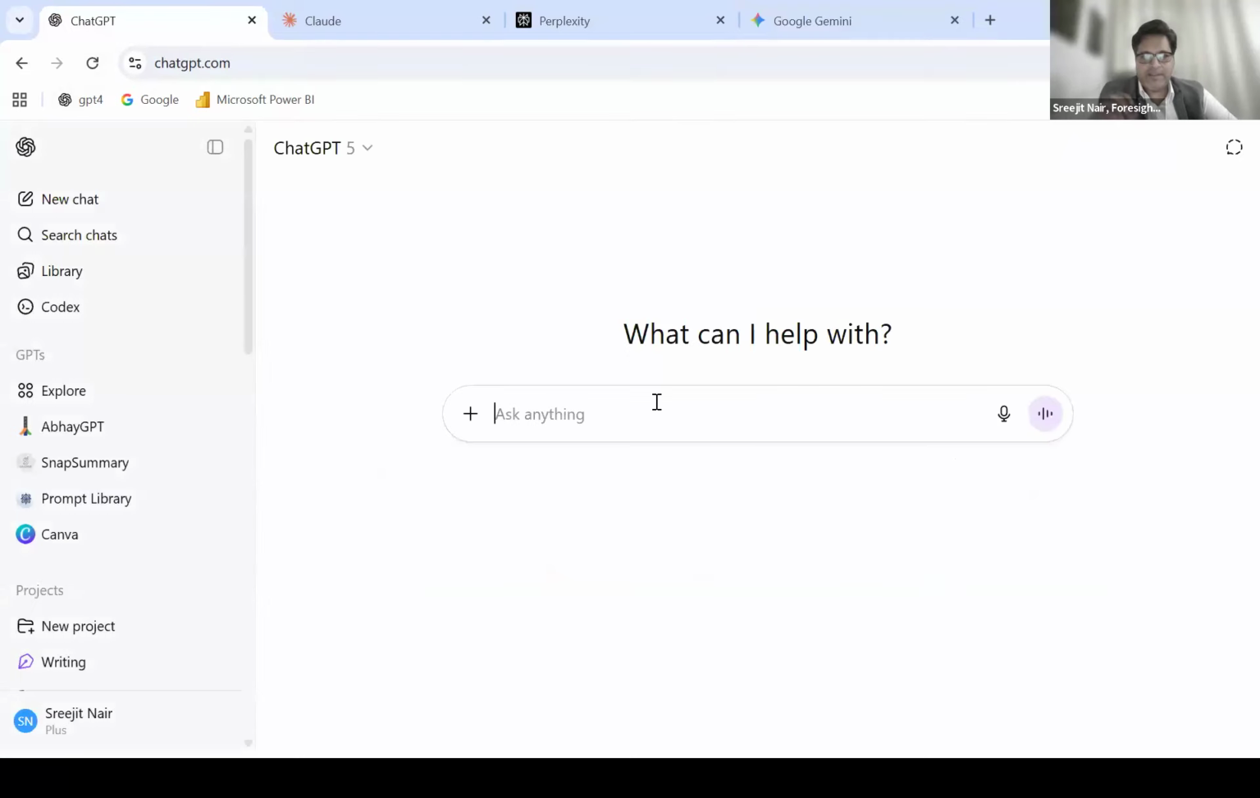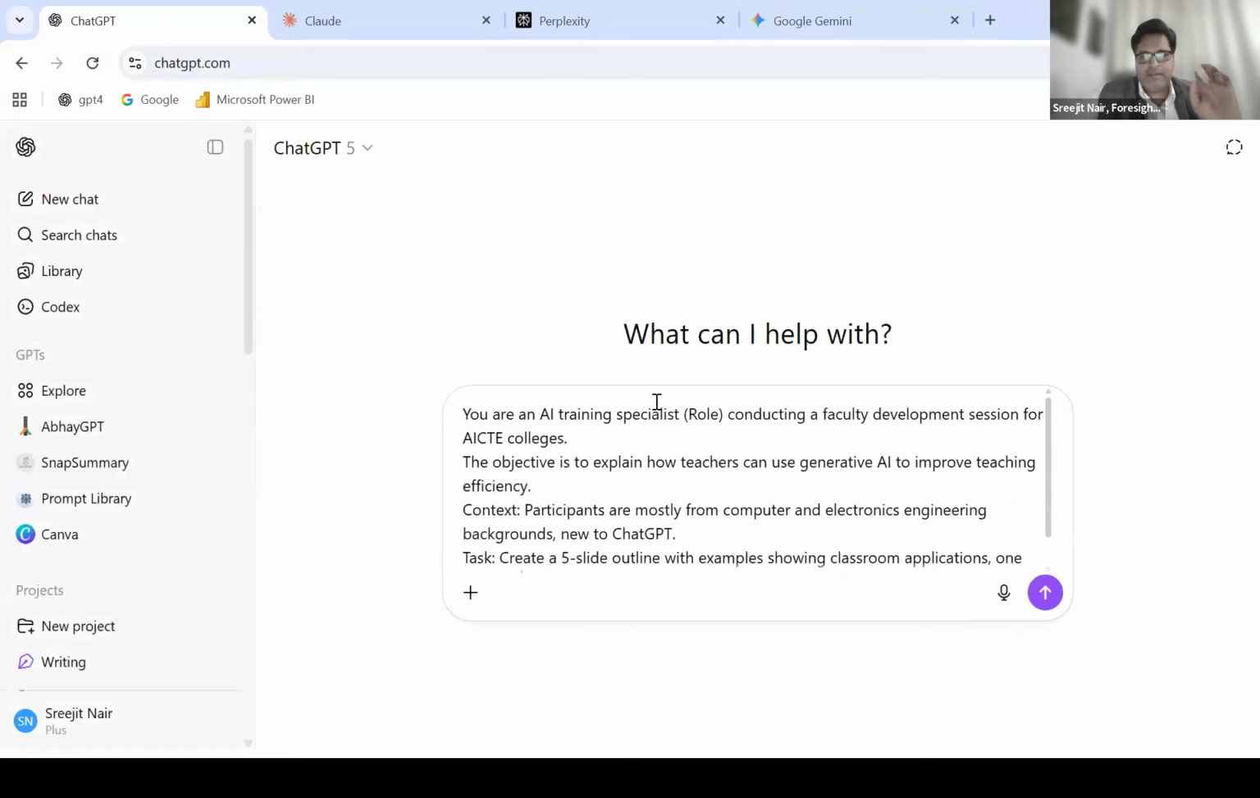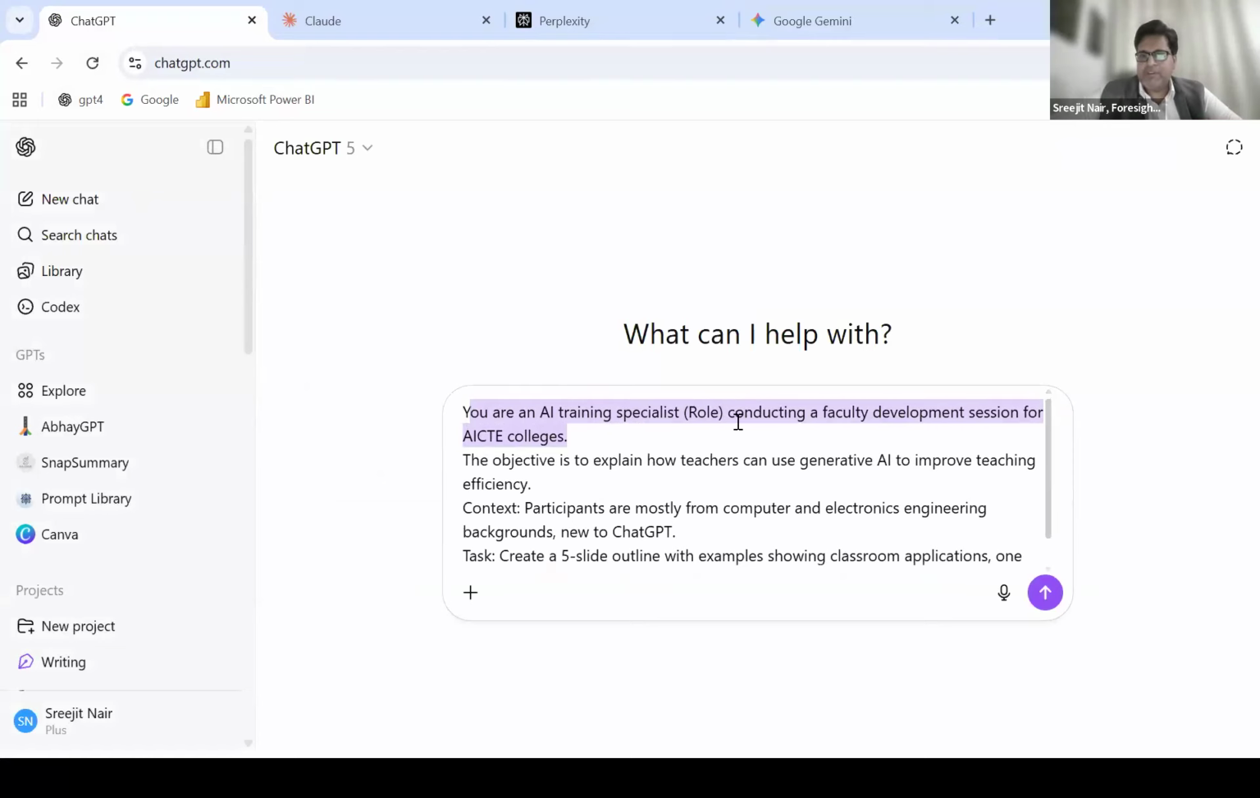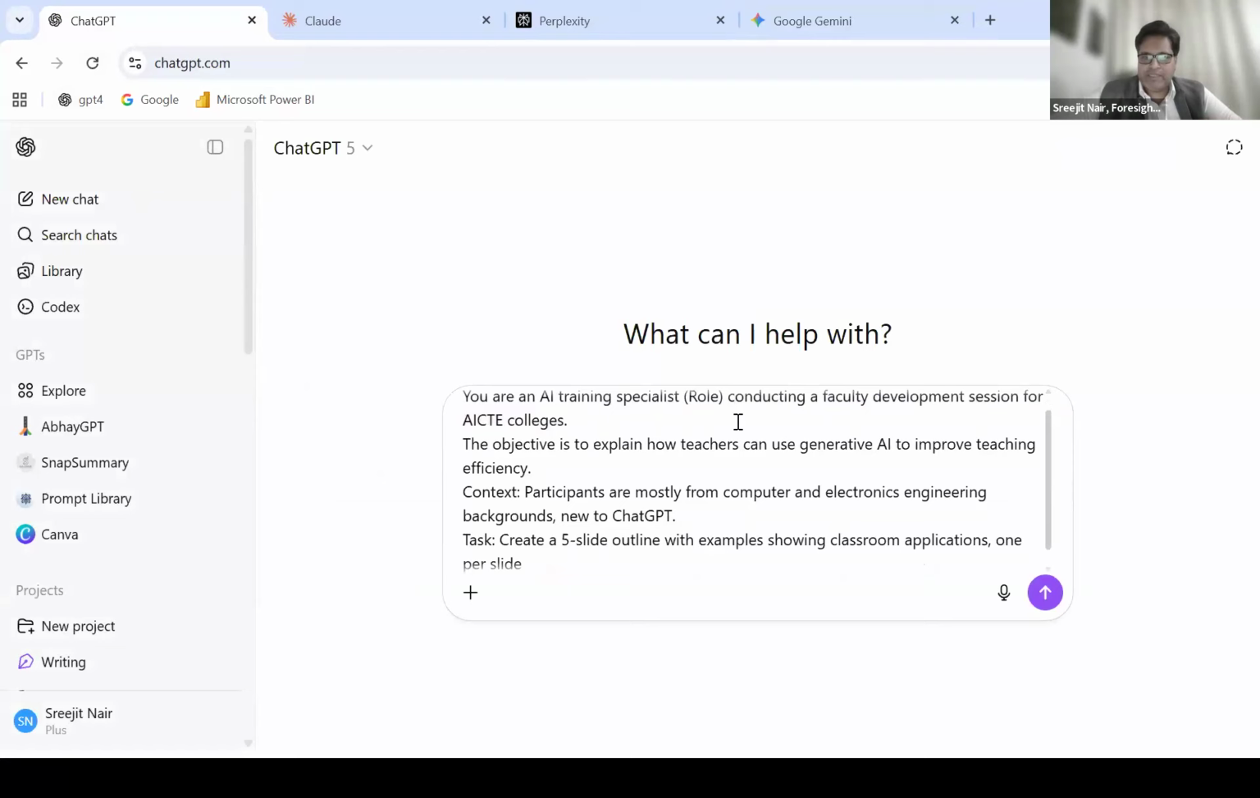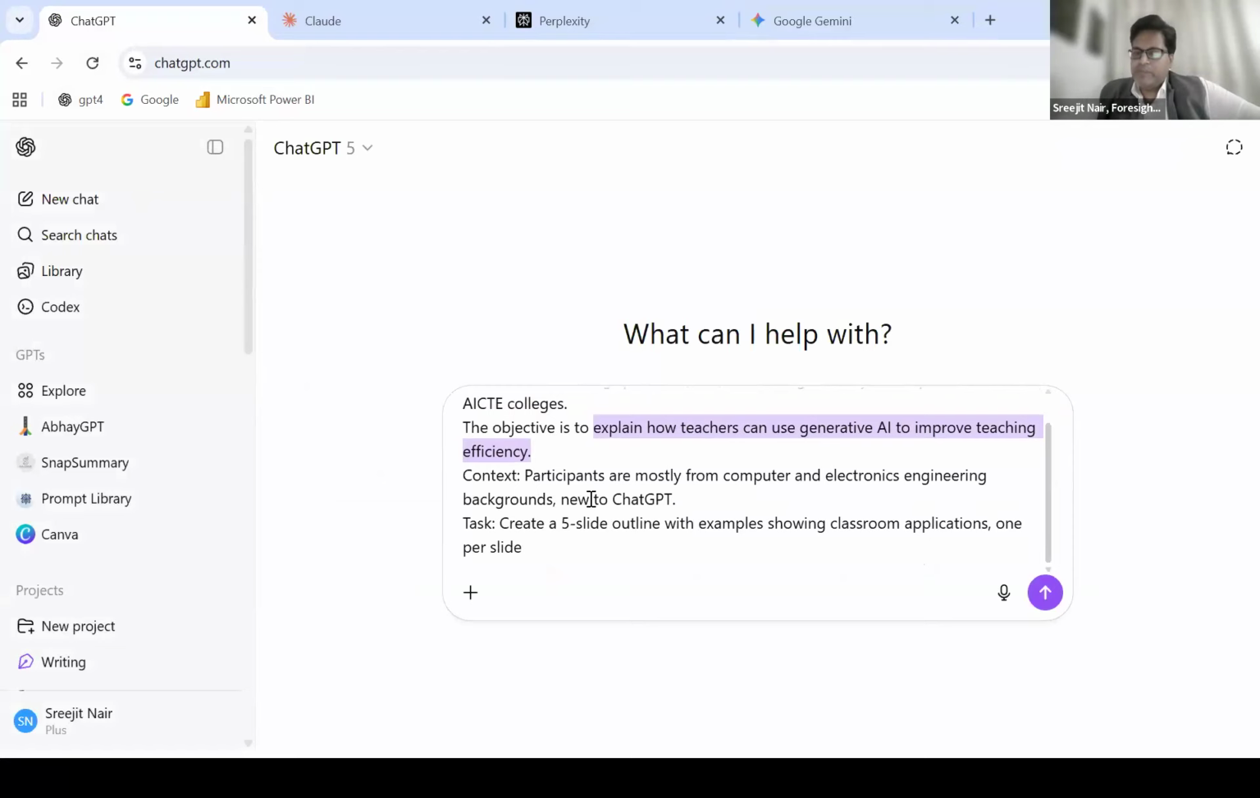Come to ChatGPT and paste what we experienced here within the example. You are an AI training specialist, that is the role, conducting a faculty development session for AICTE colleges. The objective is to explain how teachers can use generative AI for improving efficiency. The context: participants are mostly from computers, electronics, engineering backgrounds, and new to GPT. And the task is: create a 5-slide outline with examples showing classroom applications, one per slide.